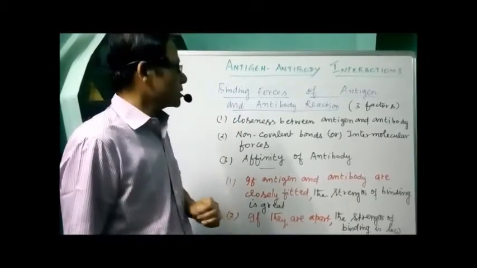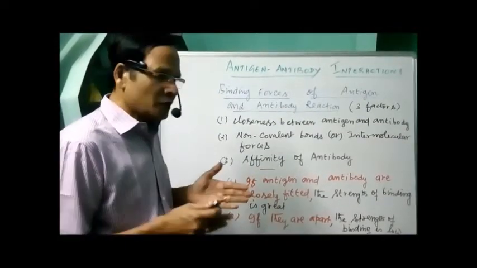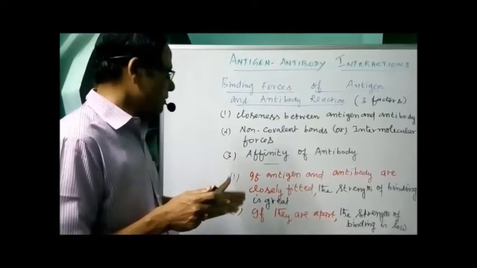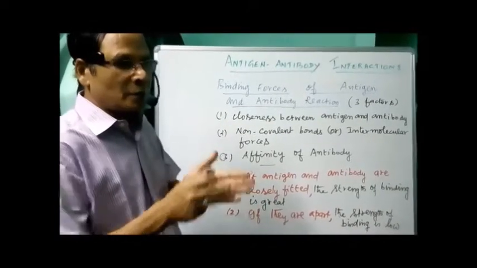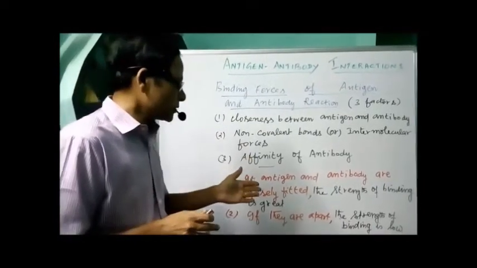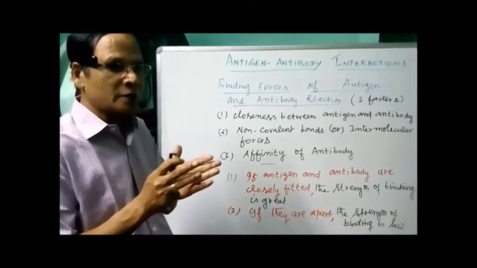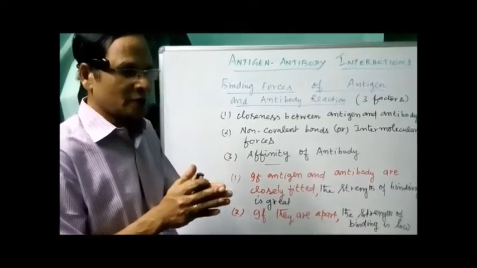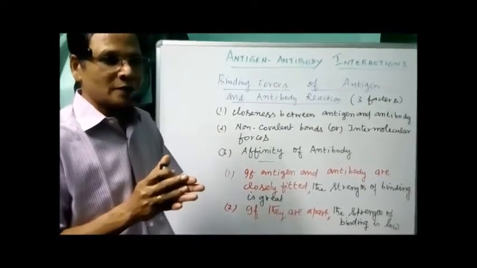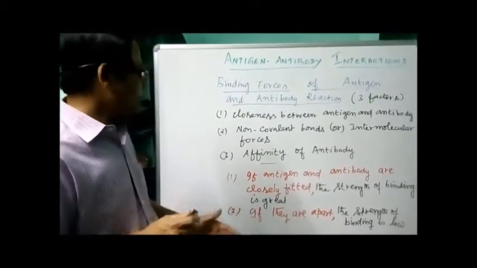So, what is the role of closeness between antigen and antibody? If antigen and antibody are closely fitted together, the strength of binding is great. If they are placed apart, the strength of binding is low. The strength of binding is high if they are fitted together. That's one of the factors which decides the strength of antibody-antigen reactions. That's about number 1. We'll go for the second one.